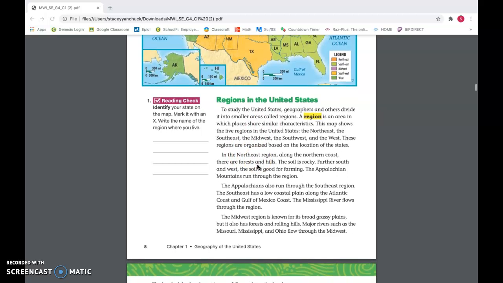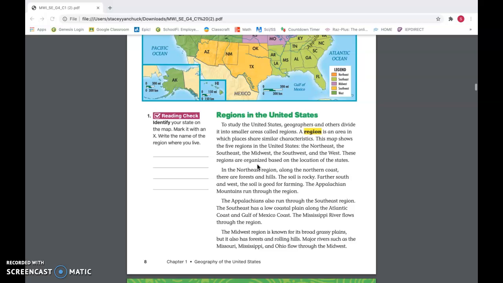In the Northeast region, along the northern coast, there are forests and hills. The soil is also rocky. Further south and west, the soil is good for farming. The Appalachian Mountains run through this region.